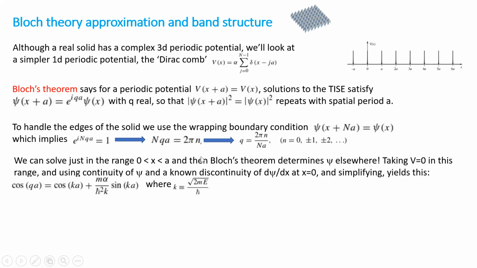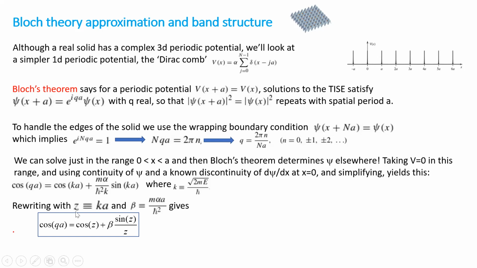Alpha is the strength of the delta functions here, which tend to localize the electrons around a particular point. And Q is this periodic Bloch factor. Okay, so what does this tell us? What physical insight can we get from this?